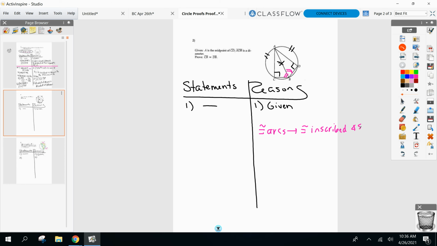Okay? Yes, Hannah. So I did HL, and I did say that all right angles are congruent, but would you have to? You don't have to, but I'm not going to mark off. It's a correct extra step, but you don't have to. Only if you're using HL.